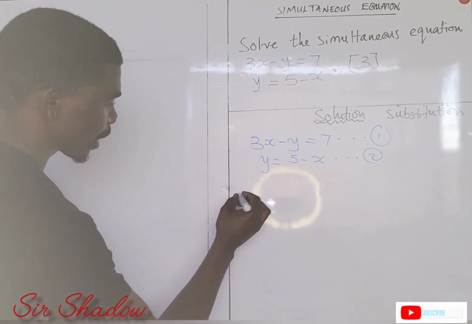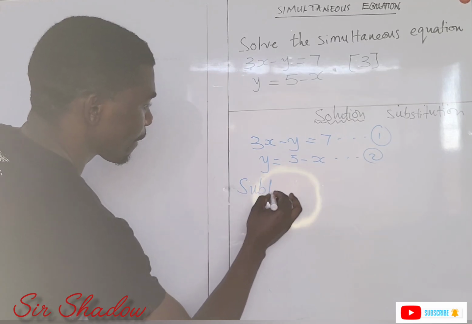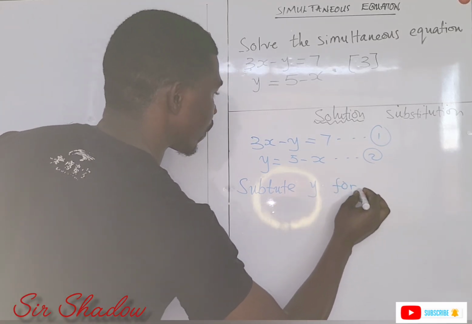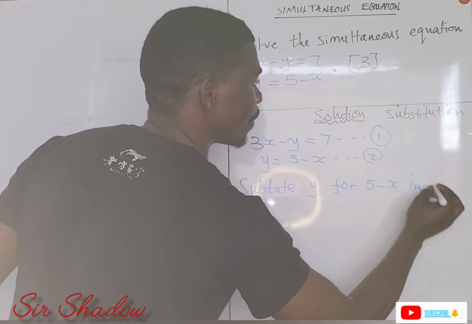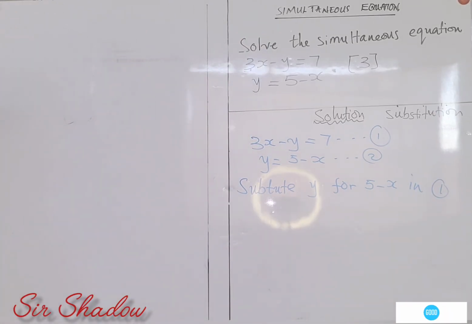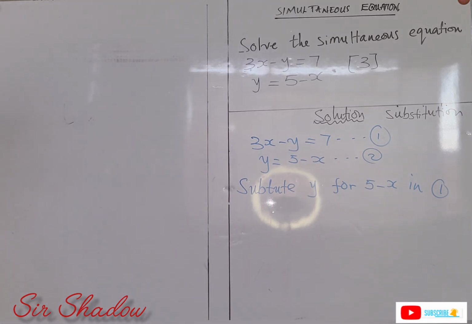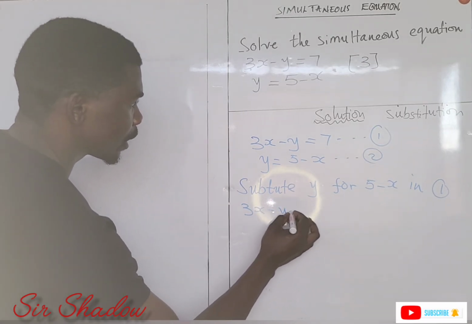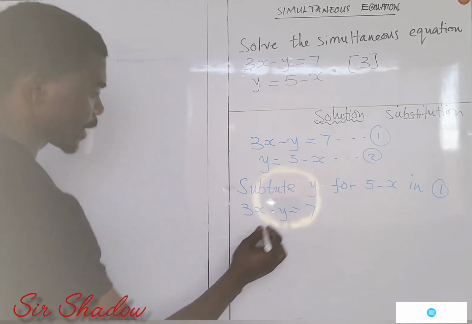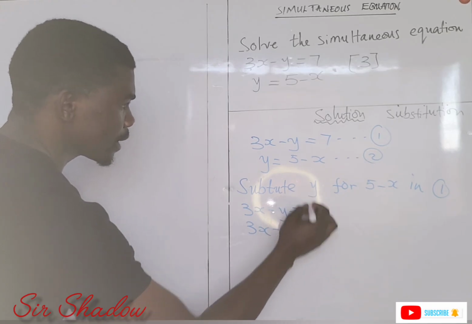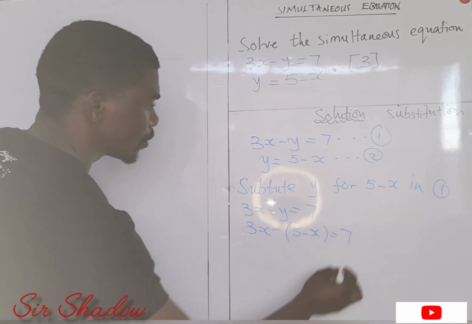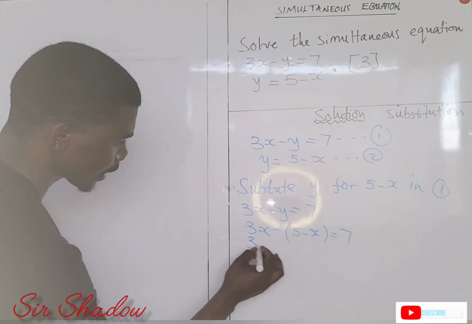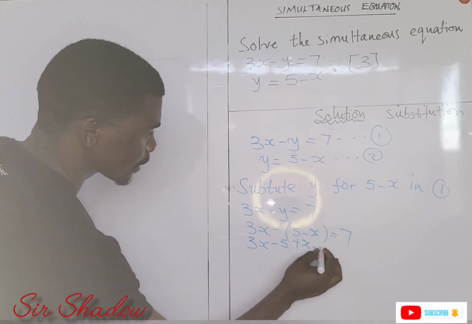So y is already the subject. I can just say substitute y for 5 minus x in equation number 1. So 3x minus y is equal to 7, but now y is 5 minus x. So 3x minus (5 minus x) is equal to 7. Now we are dealing with the same letter, x. So let's find x: 3x minus 5 plus x is equal to 7.